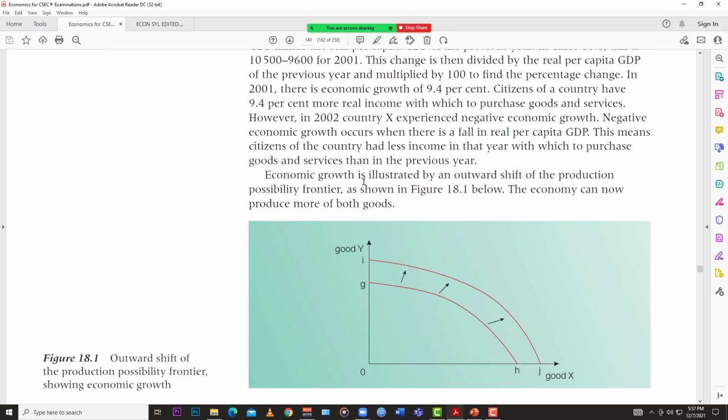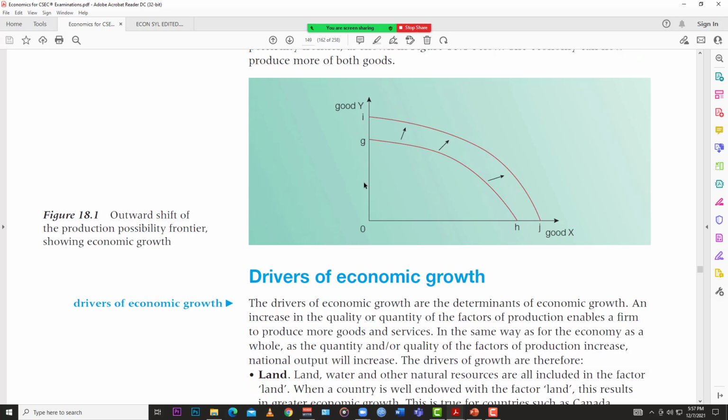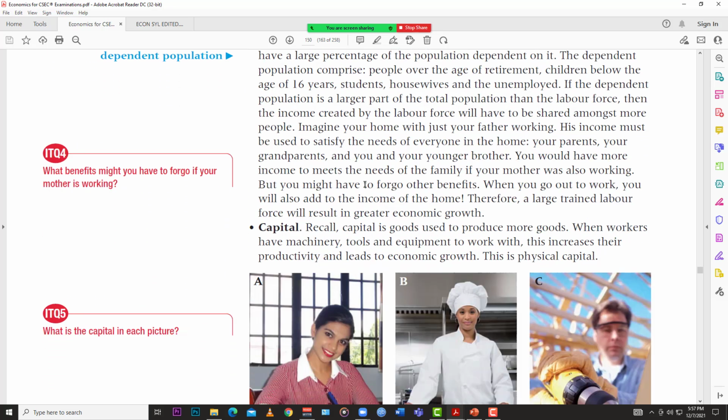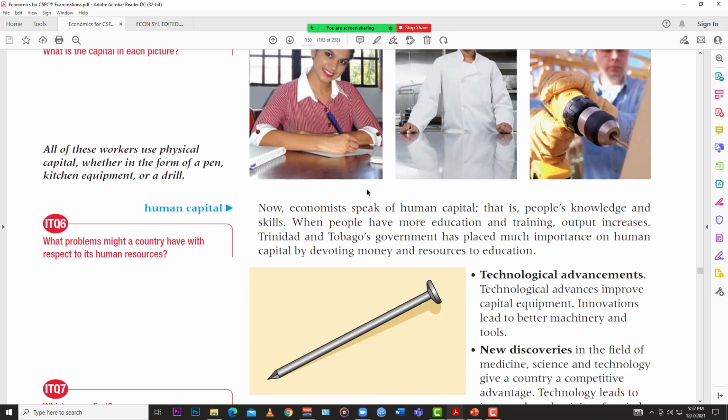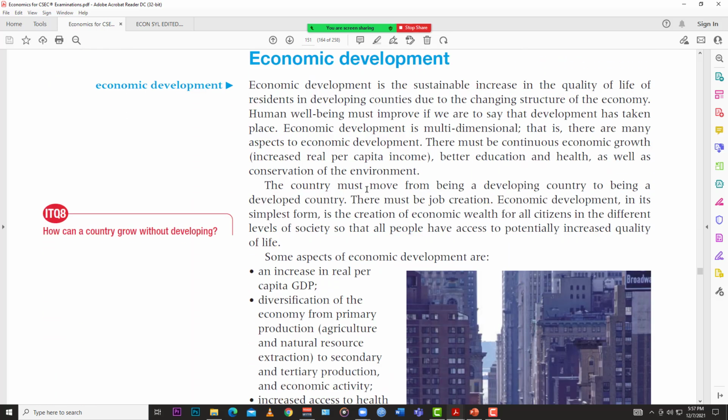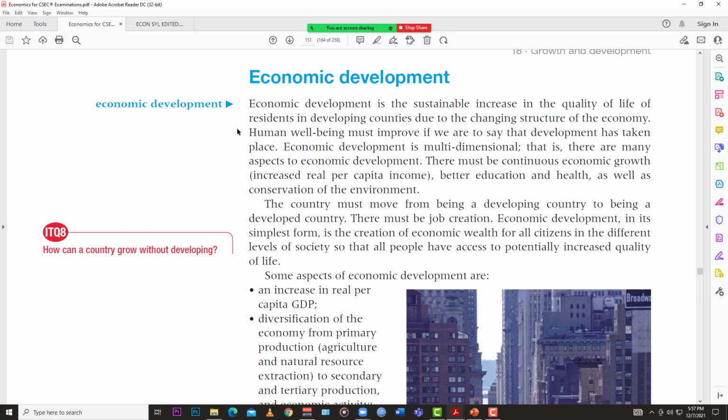So before we jump into the example, let's figure out what economic development is. If that's economic growth, then what is economic development? Economic development is the sustainable increase in the quality of life of residents in developing countries due to the changing structure of the economy. That's economic development. It's all about that quality of life.